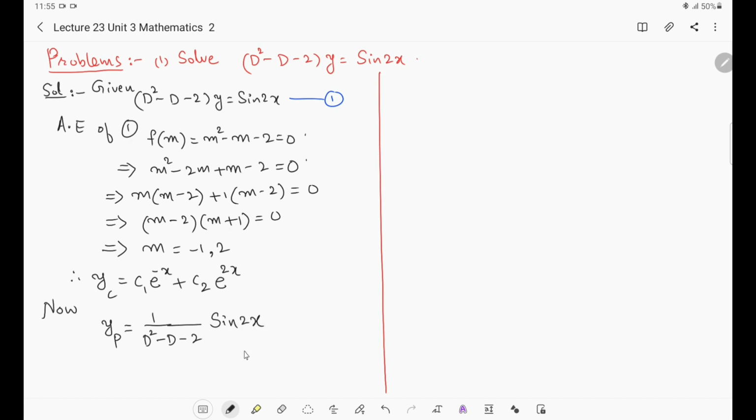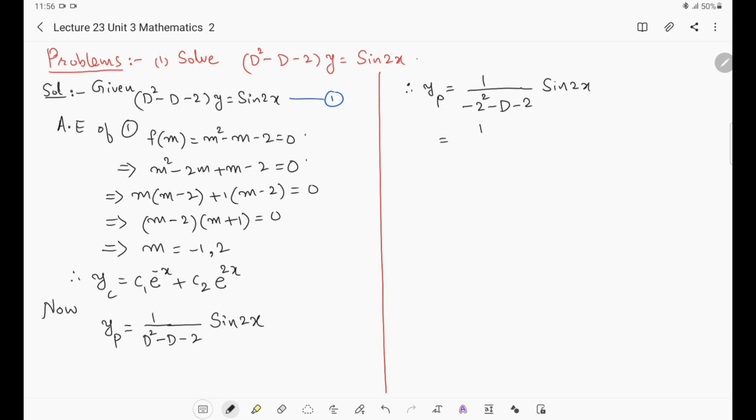Right? Next, what we have to do, wherever D square is there, that should be replaced with minus a square, minus 2 square. D square should be replaced with, therefore, what will happen? Yp equals 1 by, this D square should be replaced with minus a square. A is 2 here. So, minus 2 square, then minus D. This minus D will be as it is. Then minus 2 into sin 2x.